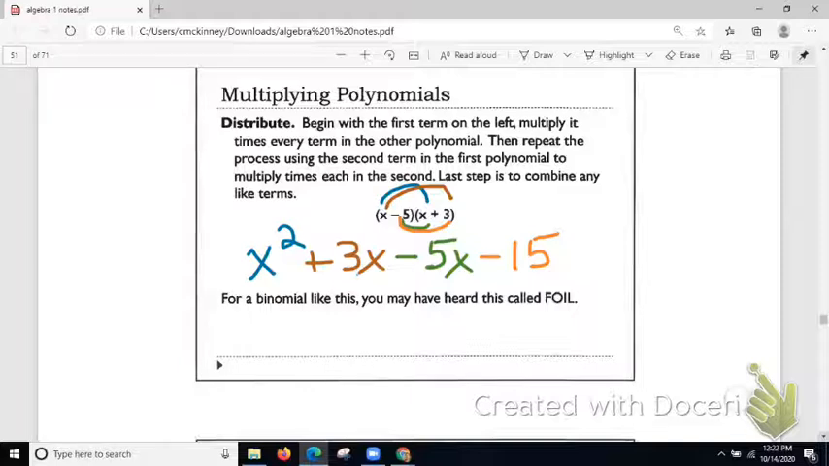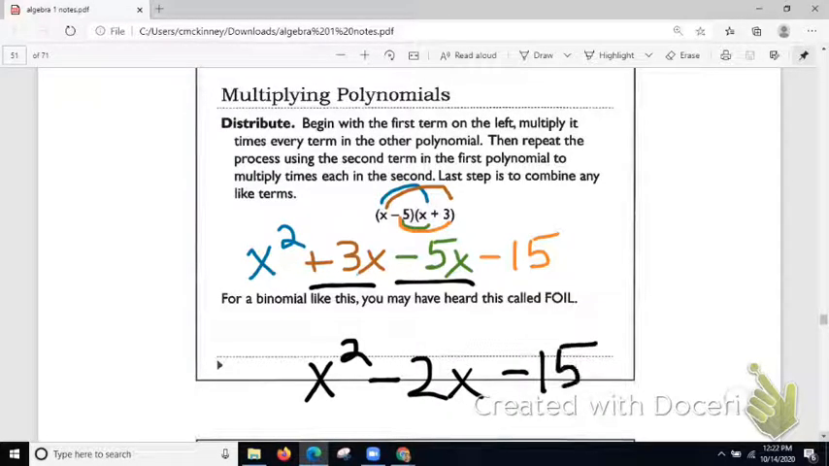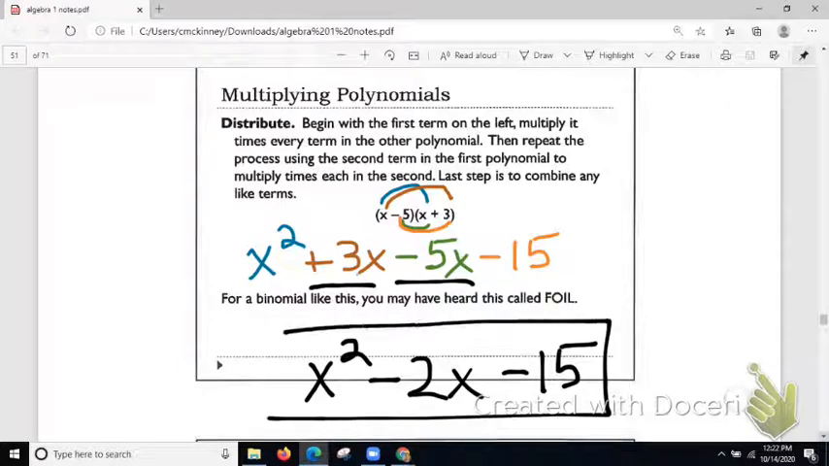And in this case, those like terms are living right there in the middle. So this is x squared, 3x minus 5x is negative 2x, and then negative 15. So that would be my final answer.